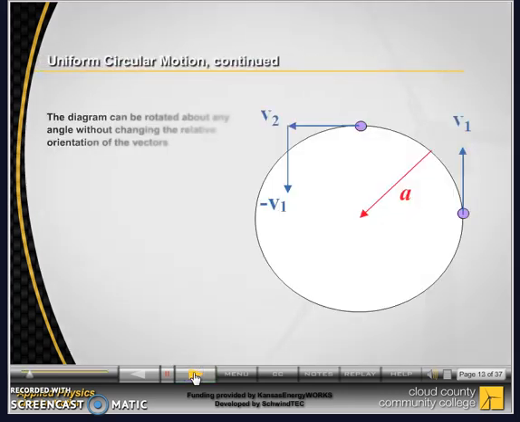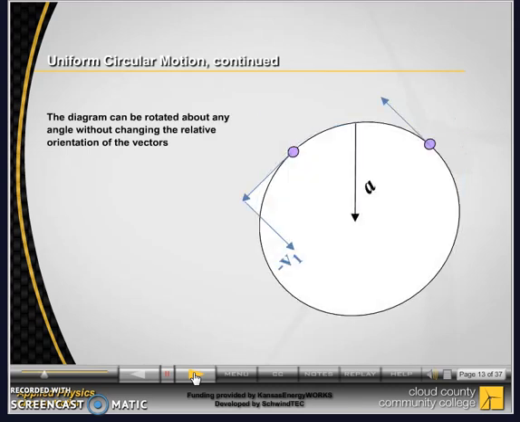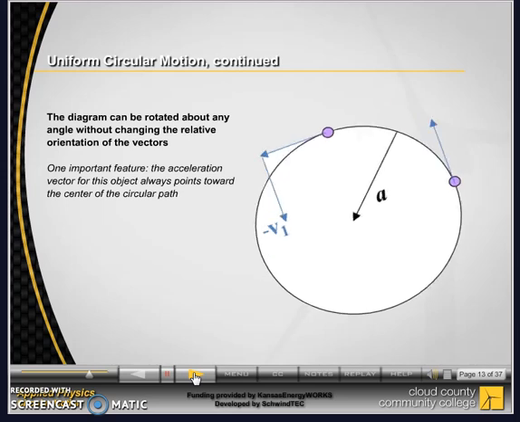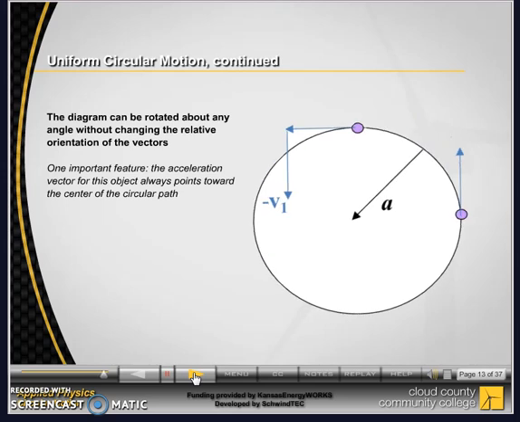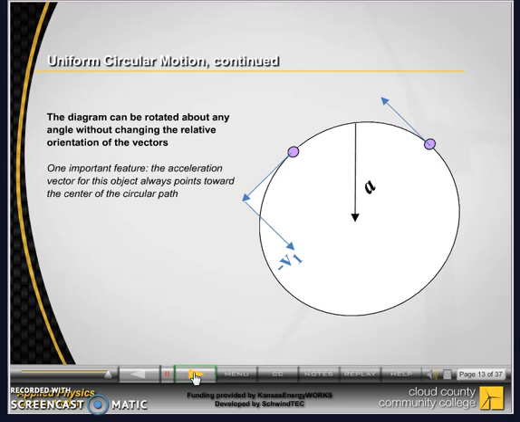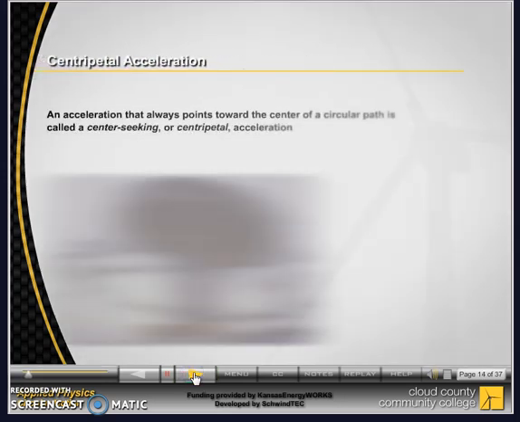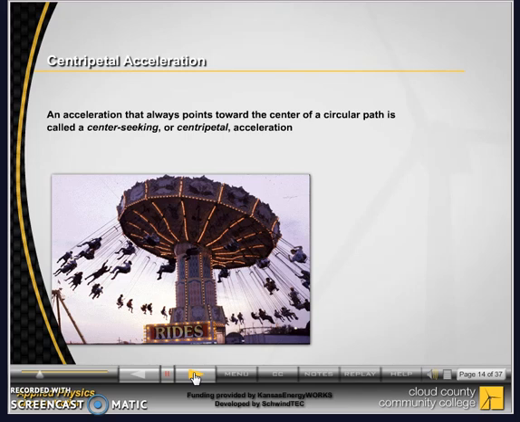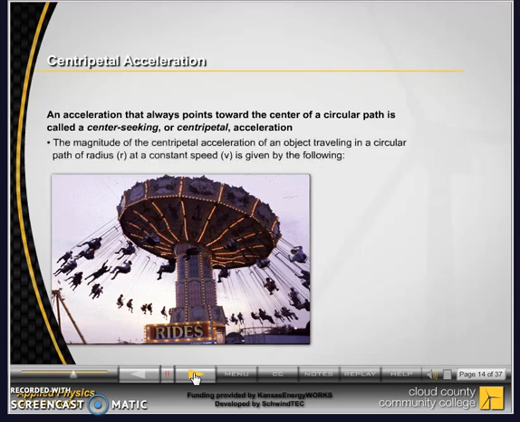We note that the diagram can be rotated about any angle without changing the relative orientation of the vectors. As we rotate the diagram, we note one important feature. The acceleration vector for this object always points toward the center of the circular path. Such an acceleration that always points toward the center of a circular path is called a center-seeking or centripetal acceleration. It can be shown that the magnitude of the centripetal acceleration of an object traveling in a circular path of radius r at a constant speed v is given by the following.